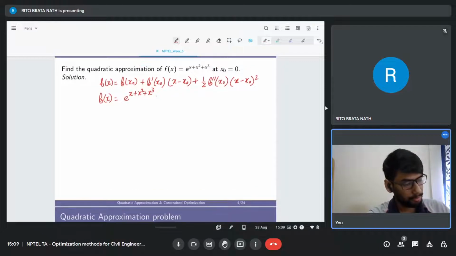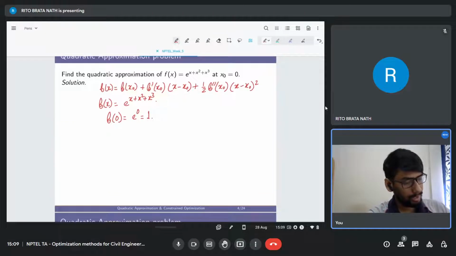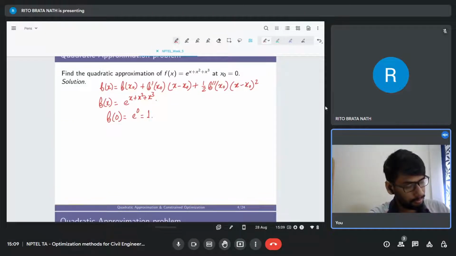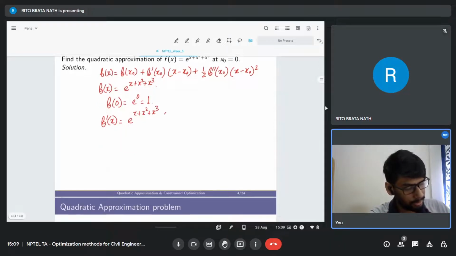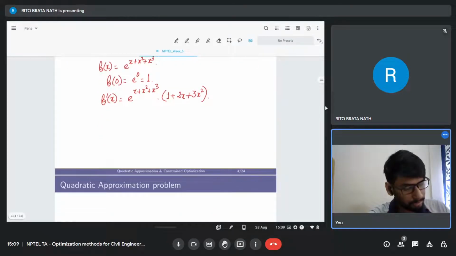Now, what I have to do is find f(x naught). So x naught is 0 here. So f(0) is e to the power 0, so this is 1. Then I need to find the first and second derivative of this function. So let's find the first derivative. My first derivative, f prime of x, is e to the power x plus x squared plus x cubed. Now I also have to take the derivative of this exponent term, so that's 1 plus 2x plus 3x squared. Now, I also need to find the second derivative of this function, so let me do that as well.